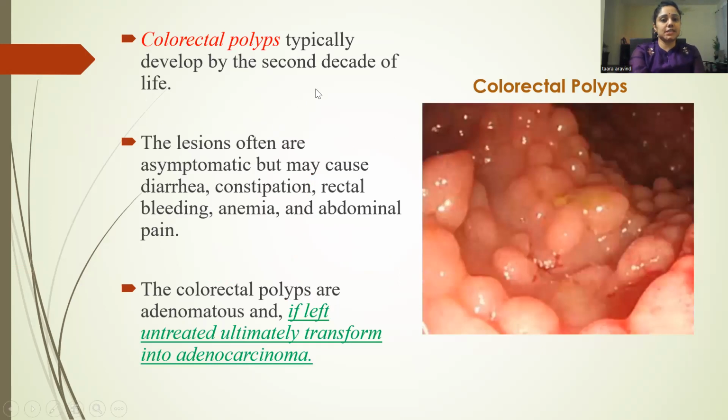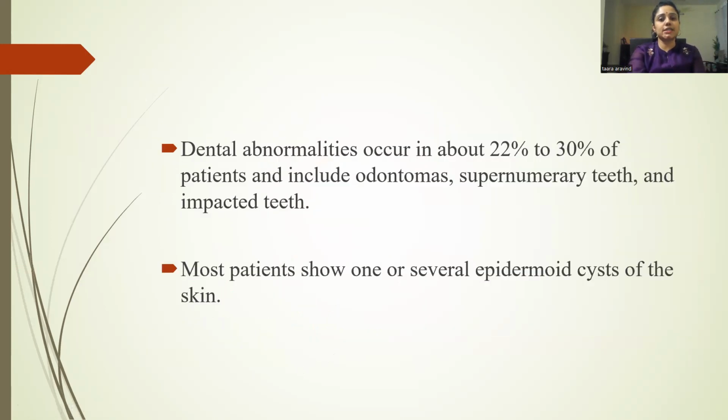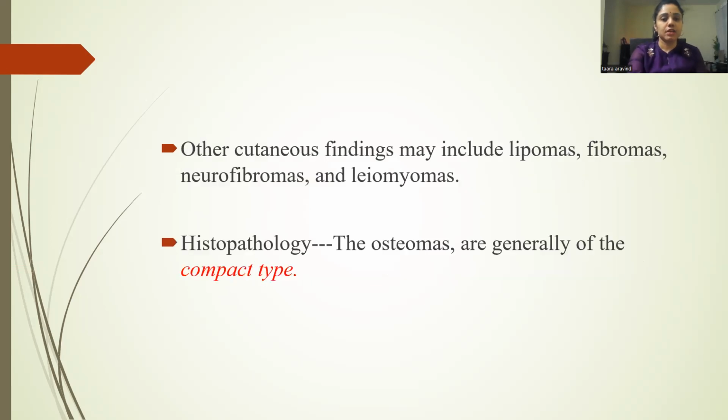Colorectal polyps typically develop by the second decade of life. These colorectal polyps are adenomatous and, if left untreated, ultimately transform into adenocarcinoma. Dental abnormalities occur in about 22% to 30%, and include odontomes, supernumerary teeth, and impacted teeth. Most patients show one or several epidermoid cysts of the skin. Other cutaneous findings include lipomas, fibromas, neurofibromas, and leiomyomas. The histopathology of the osteomas in Gardner syndrome is generally of the compact type.